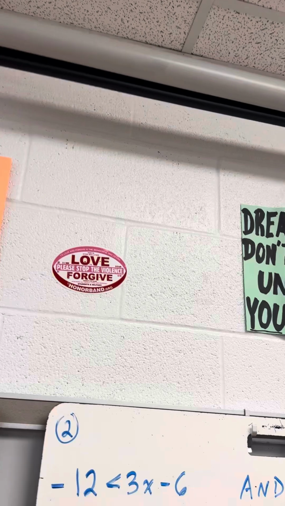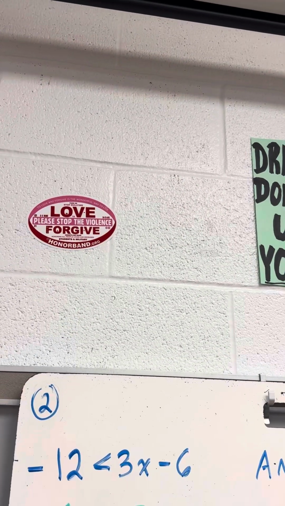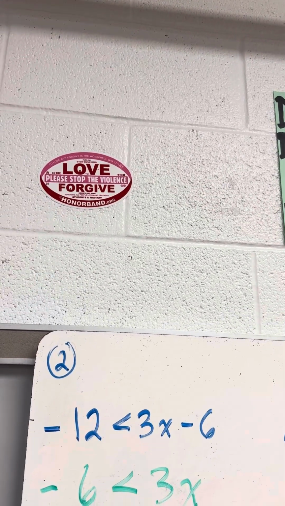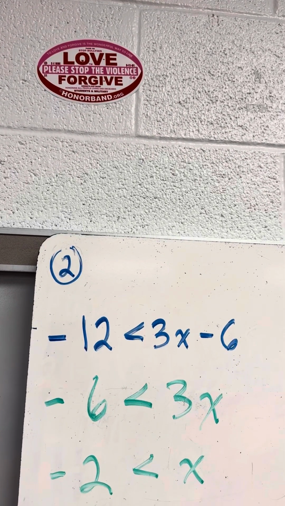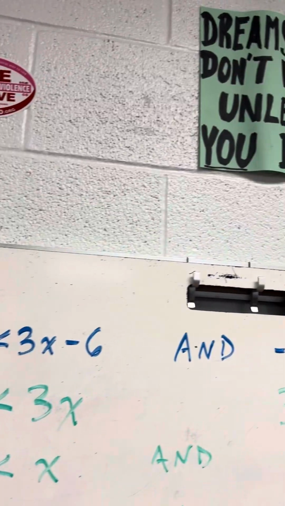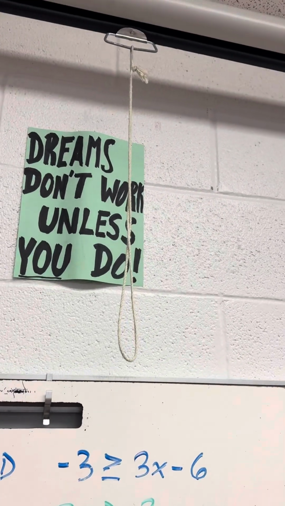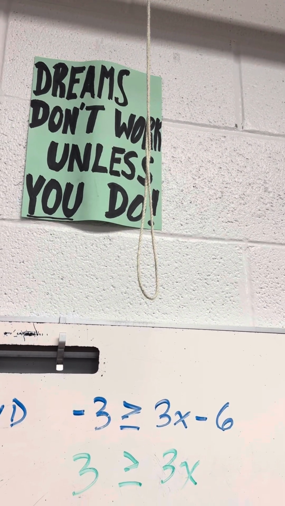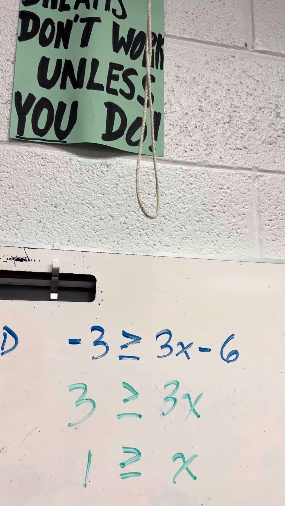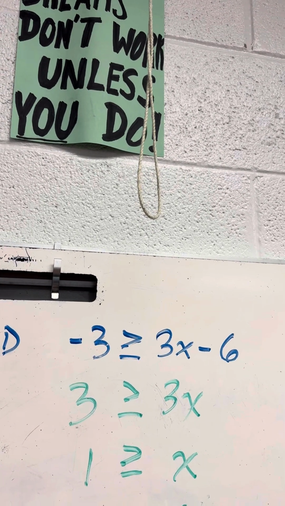We're going to go to this one first. You're going to add 6 to both sides and get negative 6 less than 3x. Divide by 3, you get negative 2 is less than x. Over here, you're going to add 6 to both sides and get 3 is greater than or equal to 3x. Divide by 3, and you get 1 greater than or equal to x.